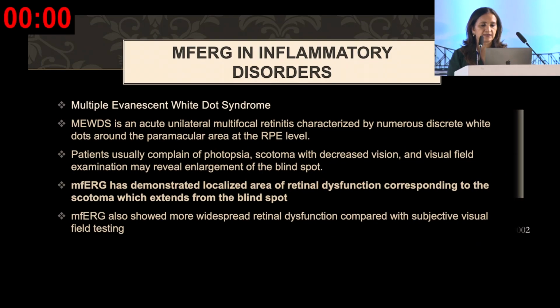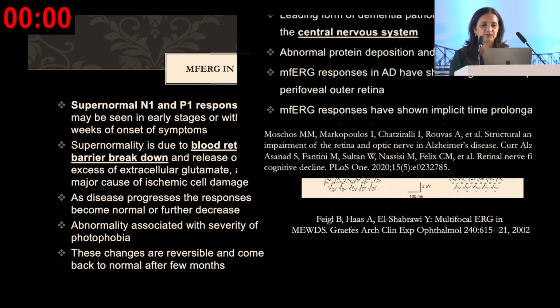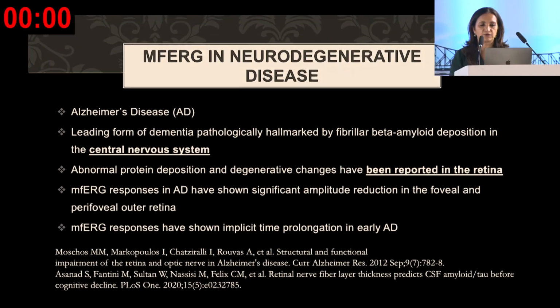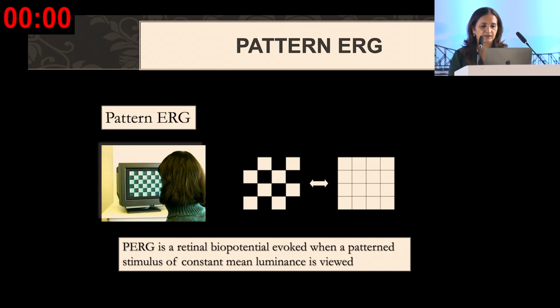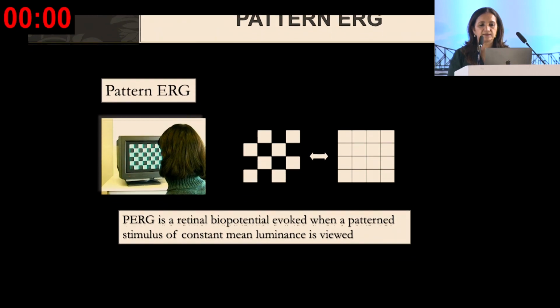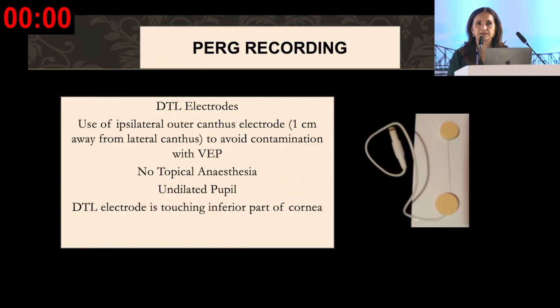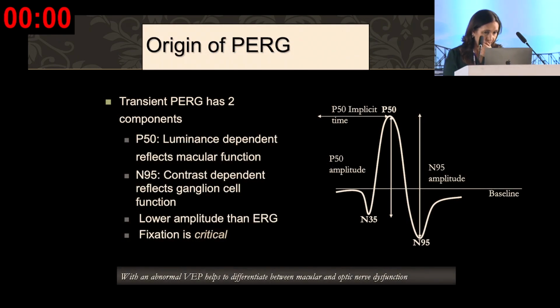Because of paucity of time, I'll just take you to a few cases of pattern ERG, because that also falls into my talk. As ma'am had introduced, pattern ERG is a retinal biopotential when the retina is stimulated with a pattern. It is best done with DTL, not with Dawson-Trick-Litzkow type contact electrodes like Burian-Allen, because a contact electrode makes the vision hazy and the patient will not be able to fixate on the pattern. So you have two important components, P50 and N95.